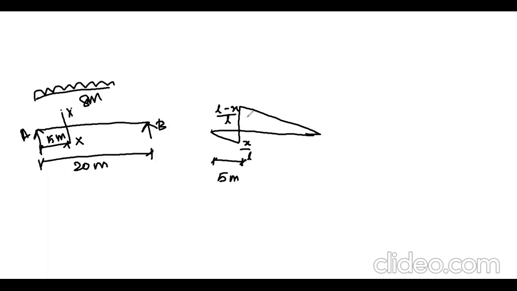Am I right? So the value of x by L: here the x value is 5, the L value is 20, so the ordinate value becomes 0.25. Here the value of L is 20 and x is 5, so 20 minus 5, 15, divided by 20 will give the value of 0.75. So you have found the ordinate. Now you will be thinking, how should I find my maximum positive shear force and maximum negative shear force? Am I right?